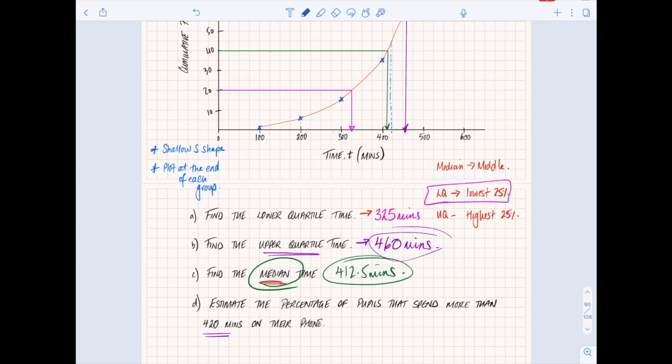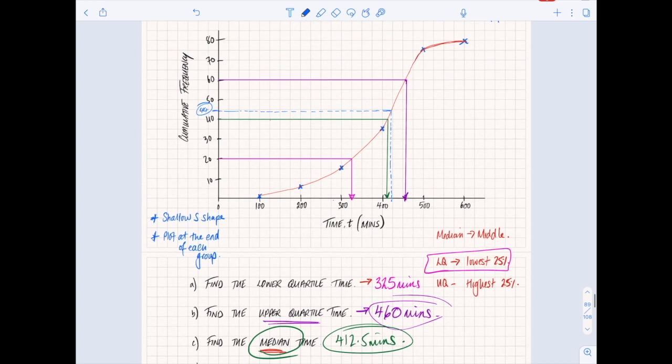If I was to draw a dotted line across, it's probably around about there. So that would be about 44 pupils, I'd say. So 44 pupils is at that point there. So I read 420, read up, saw where it hit my line, and then read across, 44 pupils is at that point. Now, let's read the question again just to double check. It's more than that time.